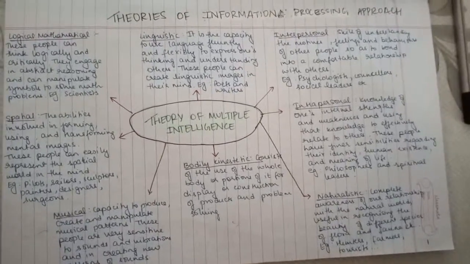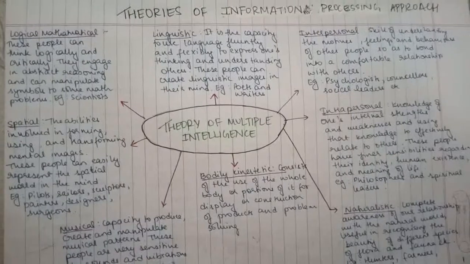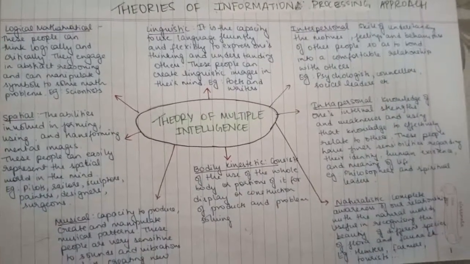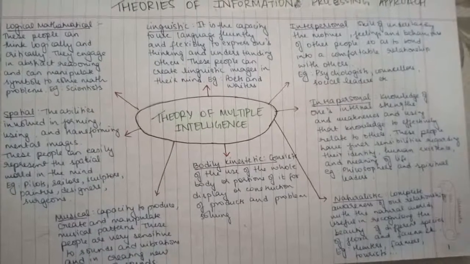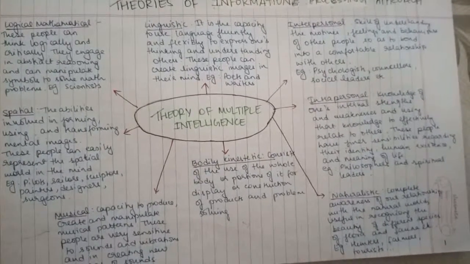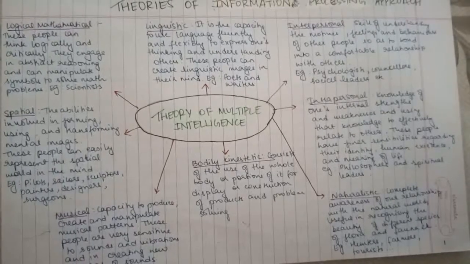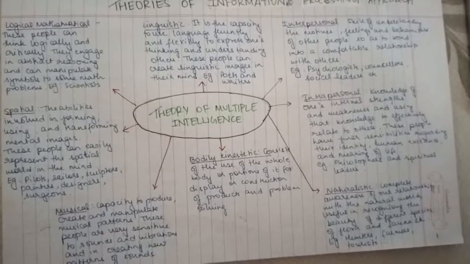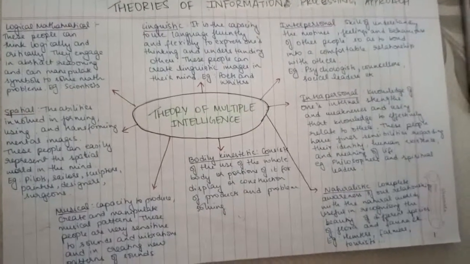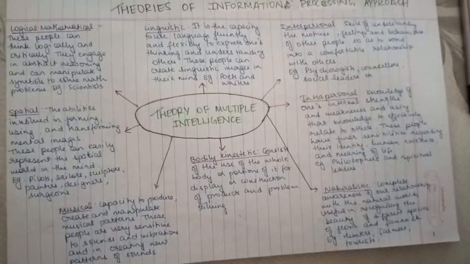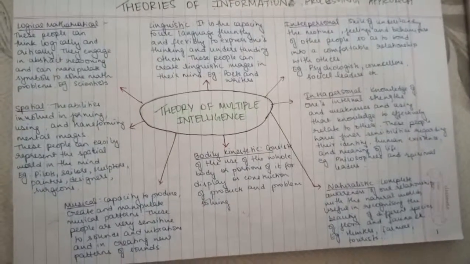Now, coming to the first one, logical mathematical. What is that intelligence? These people can think logically and critically. They engage in abstract reasoning and can manipulate symbols to solve mathematical problems. So people who solve a lot of mathematical problems easily, who can think logically and reason well, they have logical mathematical intelligence.